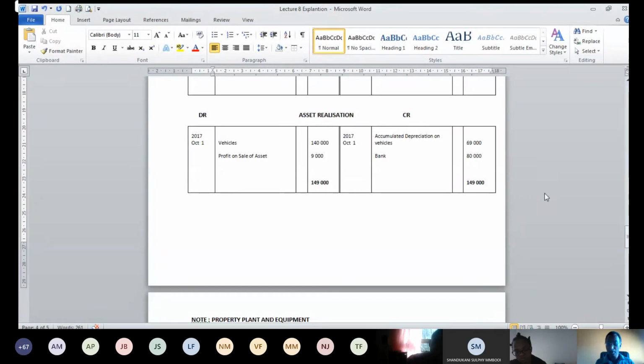So guys, I'm done now with your transactions now that happened on the 1st of October. On the 1st of October, we sold an asset.